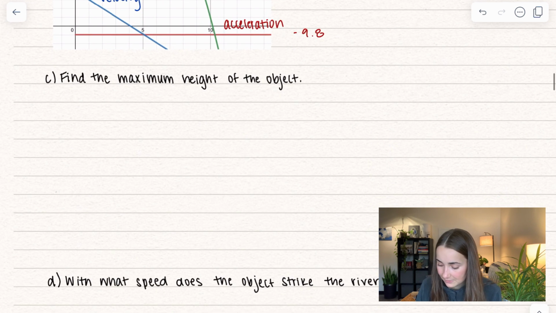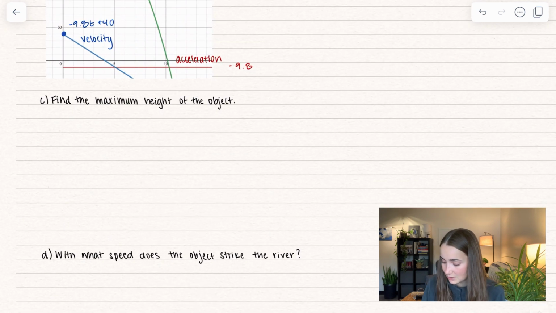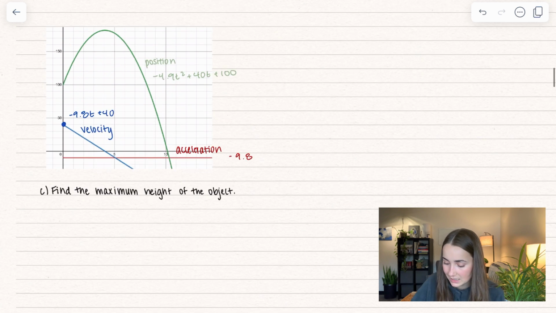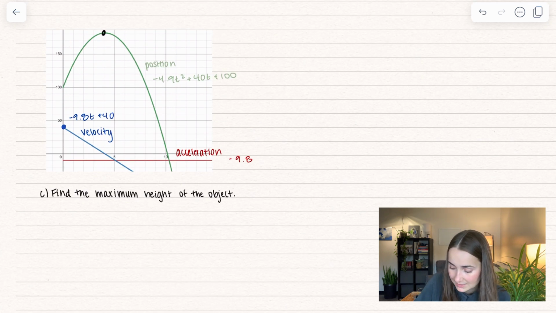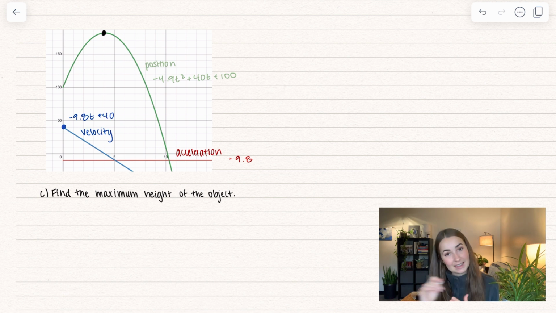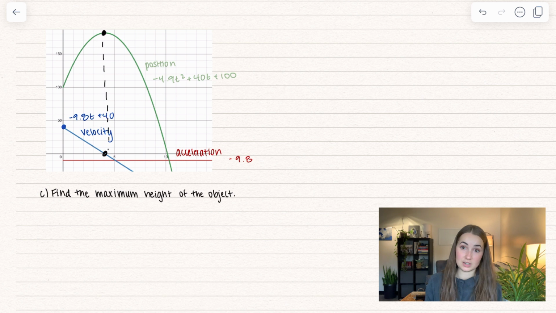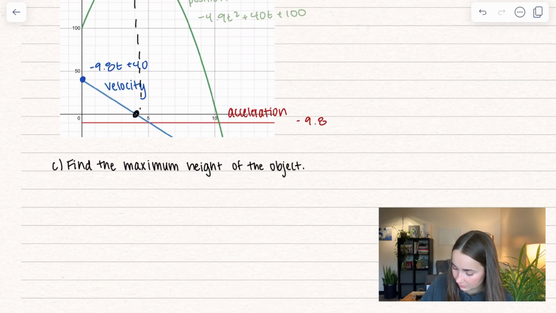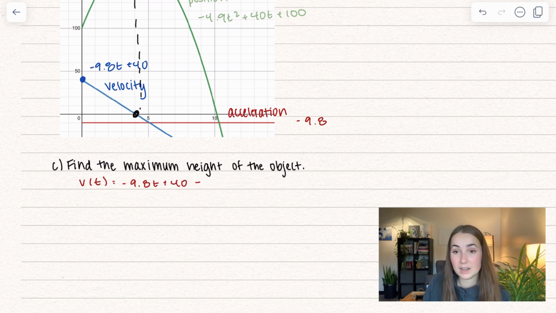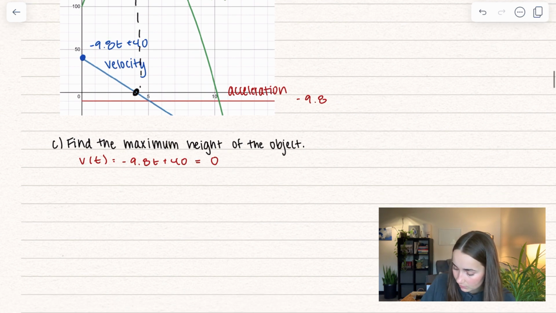So our next step is to find the maximum height of the object. If we look back on our graph, the maximum height is going to occur at the apex of our function, which we need to know what time that's happening at. So the x-axis represents the time, right? And that's going to occur when our velocity function, I did not draw a straight line, is equal to 0. So we're going to take our velocity and set it equal to 0 because we're looking for a critical value, right? We're looking for that local maximum. So let's go ahead and solve.